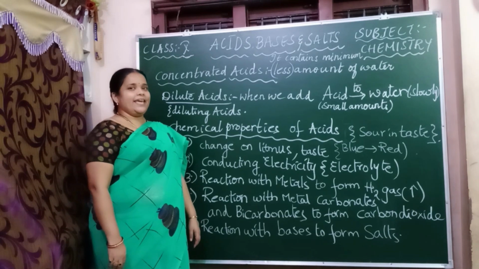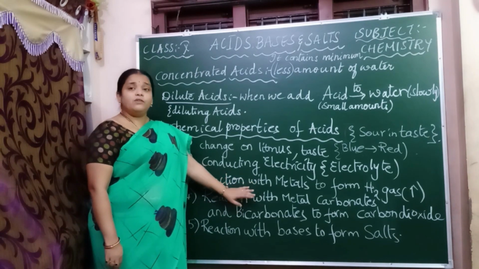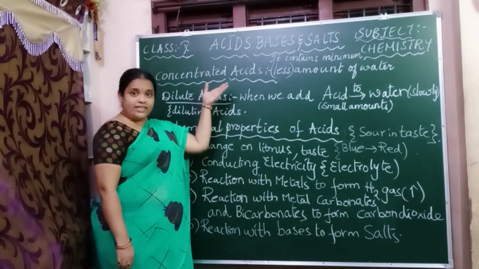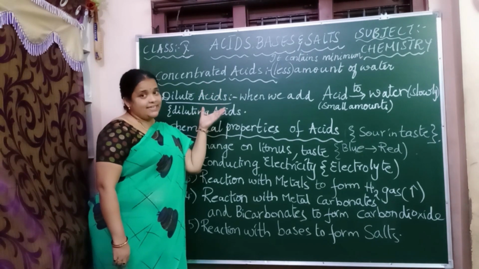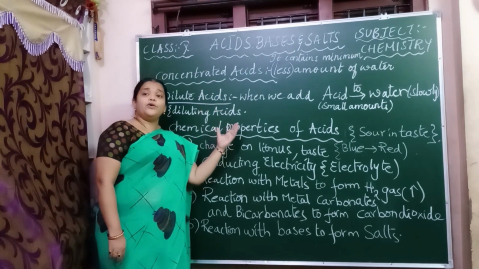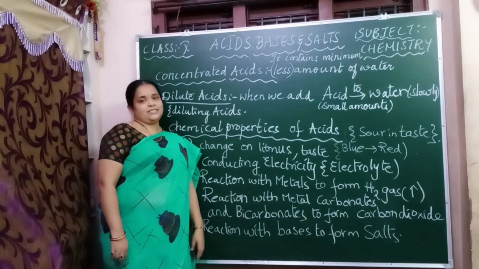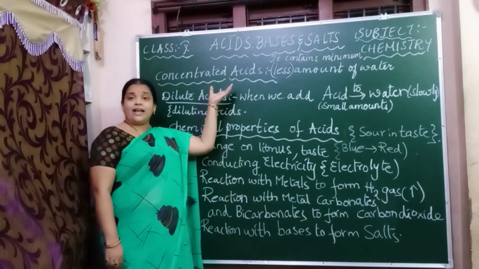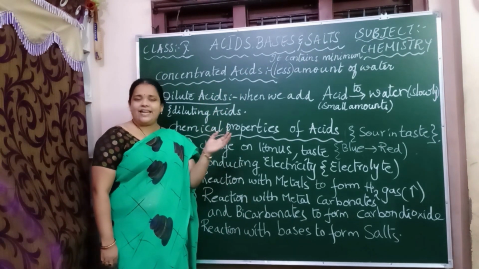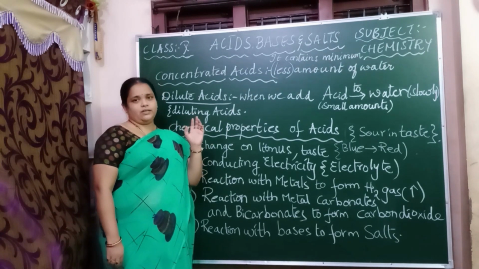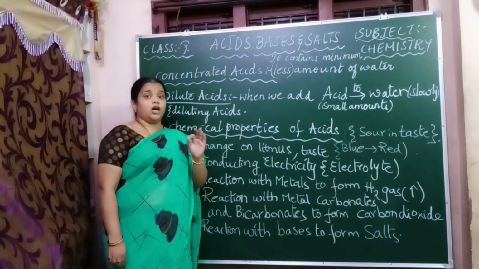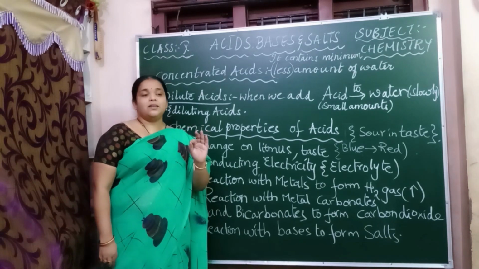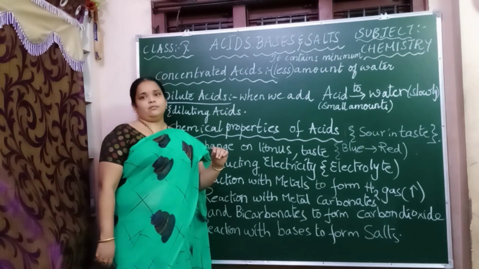So in this part of the lesson we are going to learn about concentrated acids, diluted acids, and we are going to see a few chemical properties of acids. What is meant by concentrated acids? These acids contain very little water. They are very corrosive in nature. We shouldn't touch them with our hands because they burn the skin.